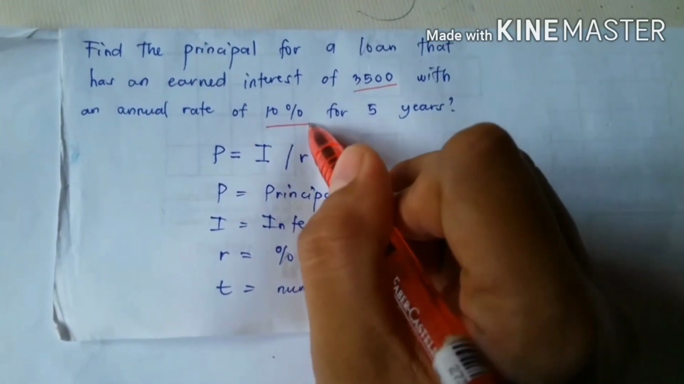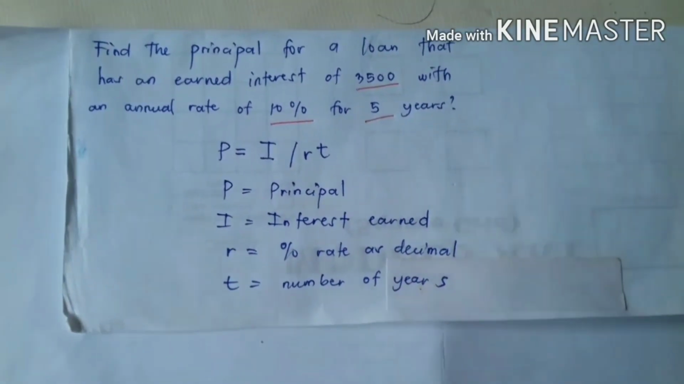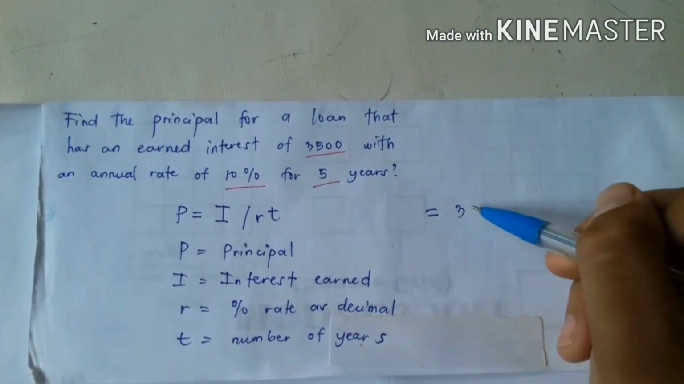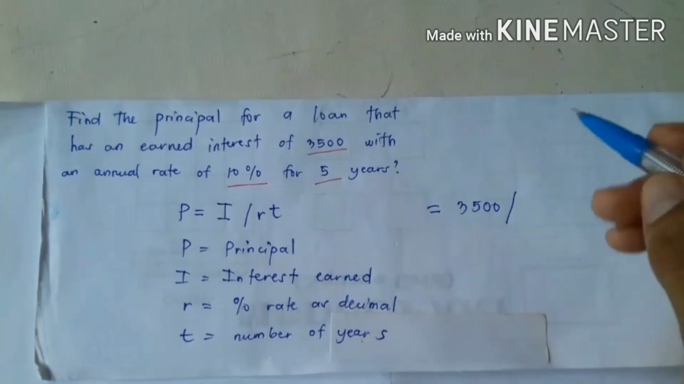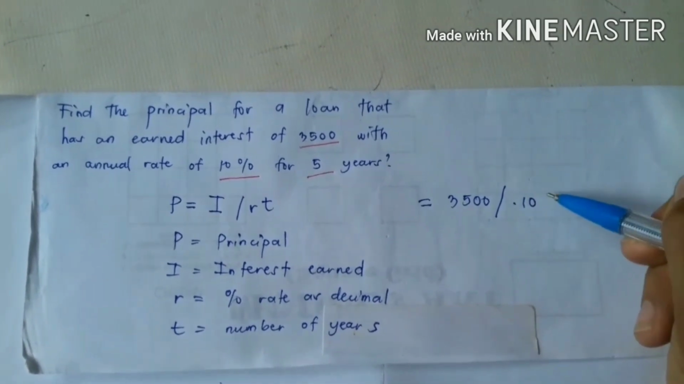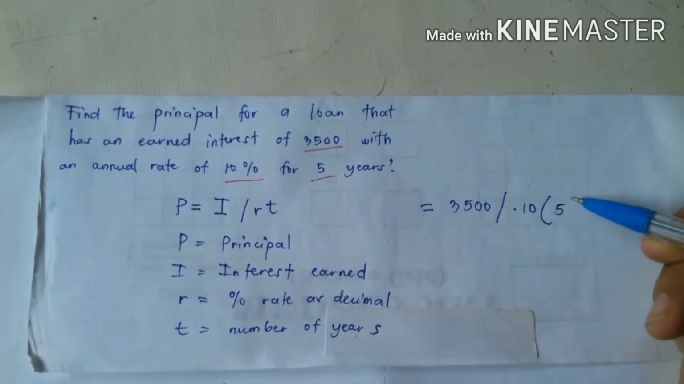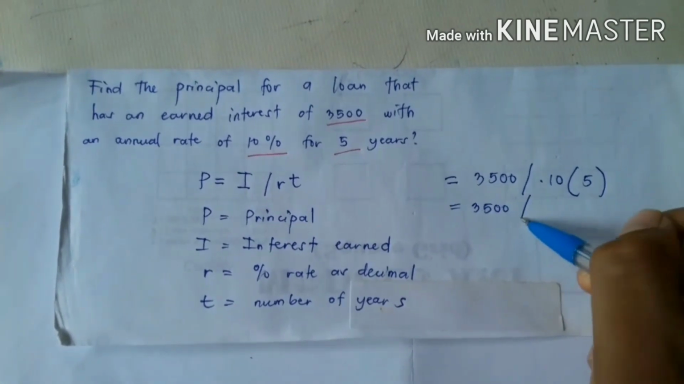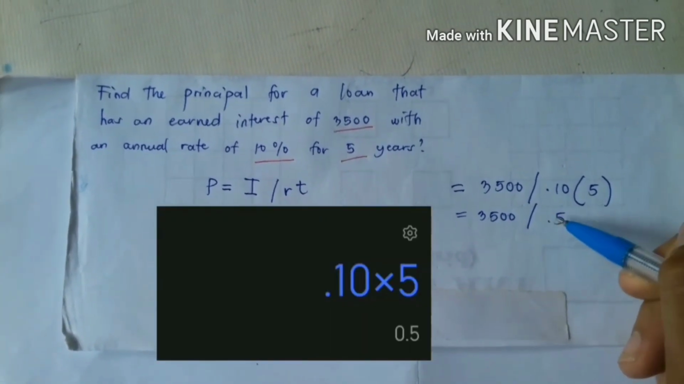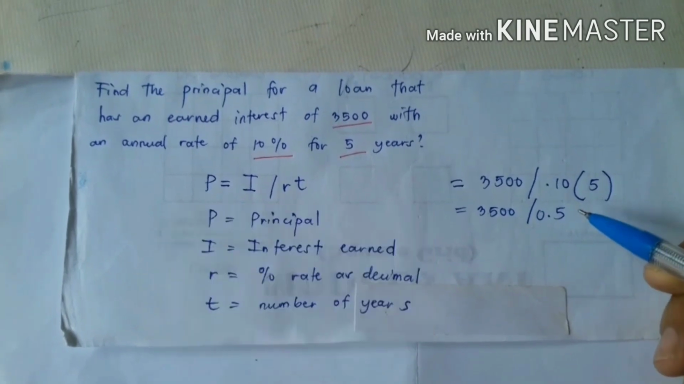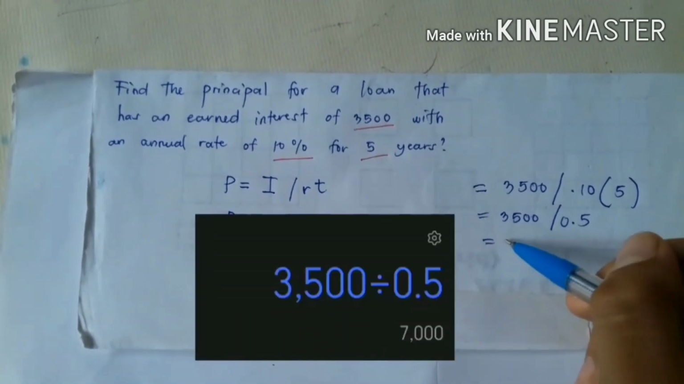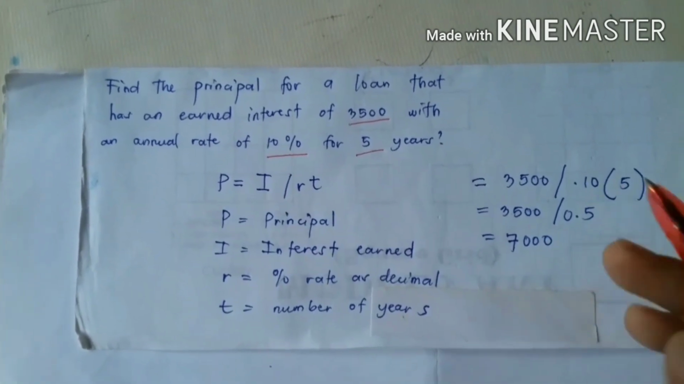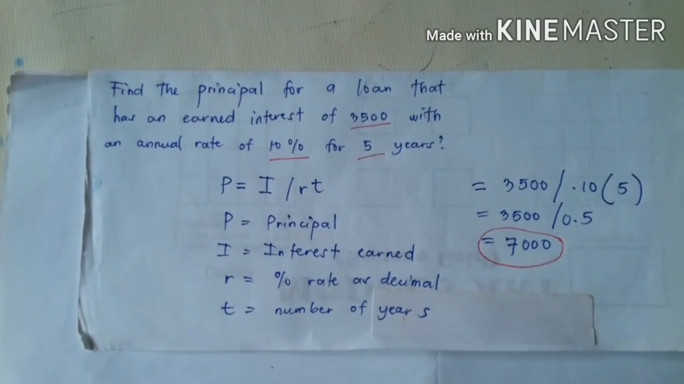$3,500 is the interest earned, 10% is the rate, 5 is the number of years. Substitute 3,500 divided by (0.10 times 5). Operate first on the numbers in the parentheses. 0.10 times 5 is equal to 0.5. 3,500 divided by 0.5 is equal to 7,000. 7,000 is the principal.